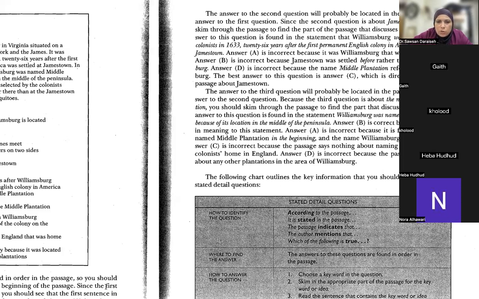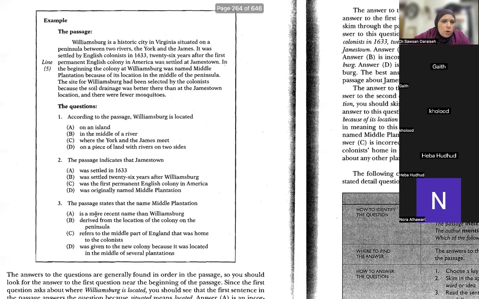So back to this. The passage states that the name Middle Plantation is a more recent. No, not recent. We have to put what here? Older name. So this is rejected. Derived from the location. Yes, you are correct. I'm sorry, Dr. Khulud. I wasn't focused on the word recent. I thought it was older. So yes, your answer is correct. I just wanted to see which one was more correct. All right. Yes, your answer is 100% correct. Thank you for your answer.